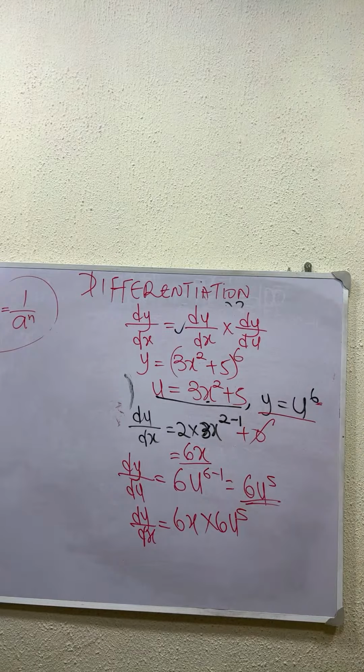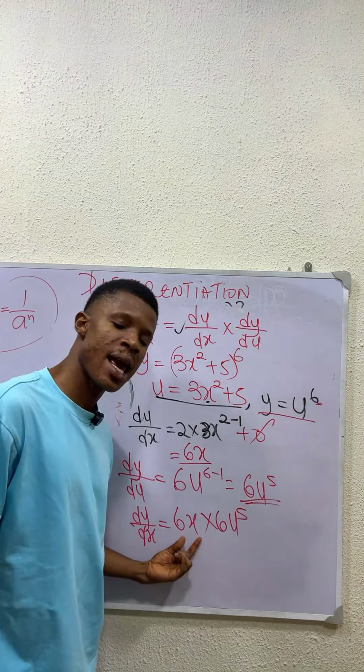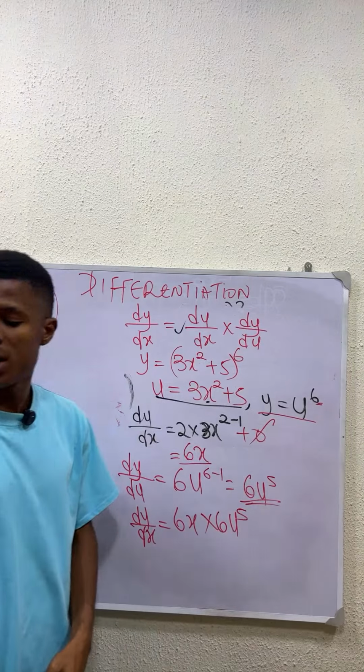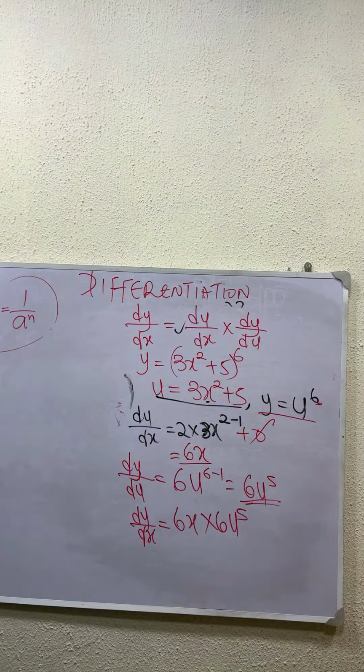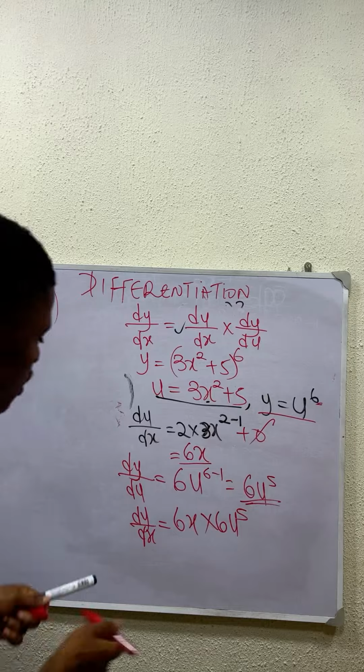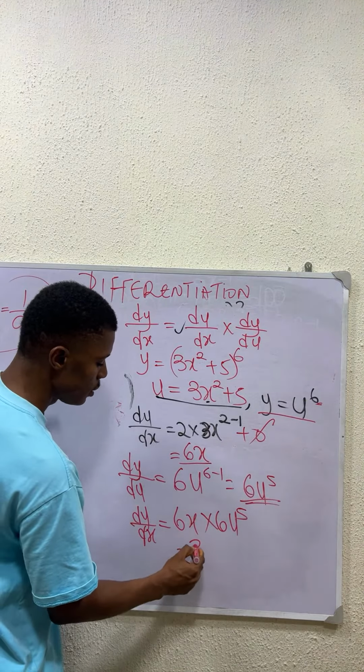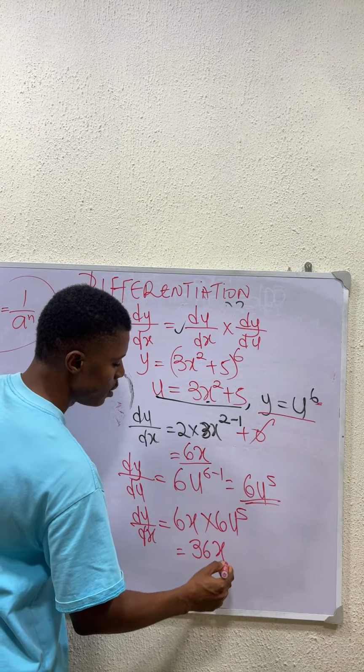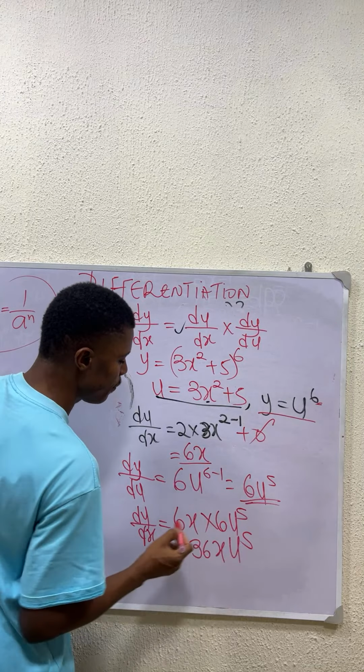So the next thing we do is 6x times 6. What is 6x times 6? If you're following, what is 6x times 6? It is 36, correct. You have it as 36x, u to the power of 5.